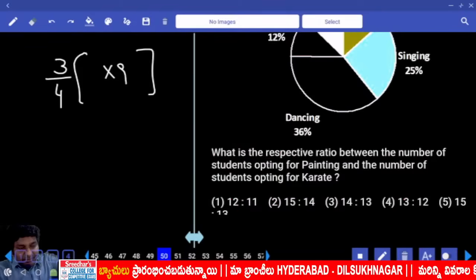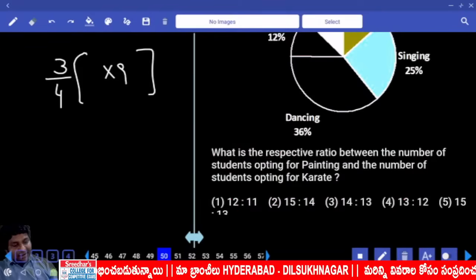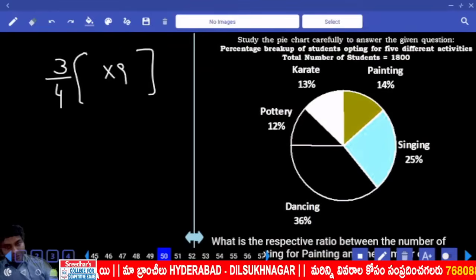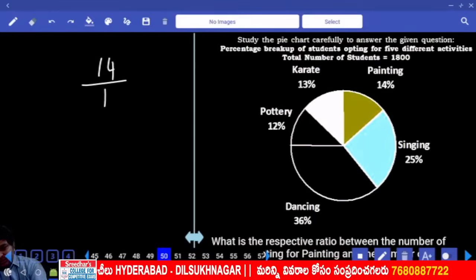What is the respective ratio between number of students opting for painting and karate? Painting 14, karate 13. That's all, right?